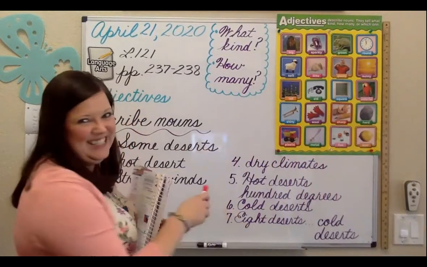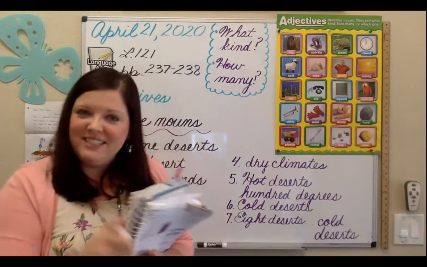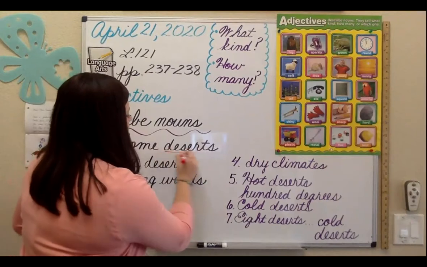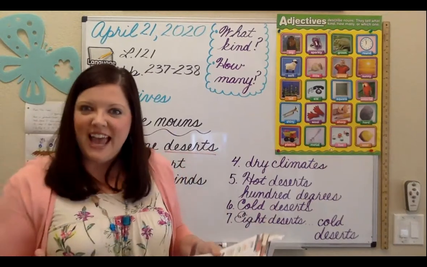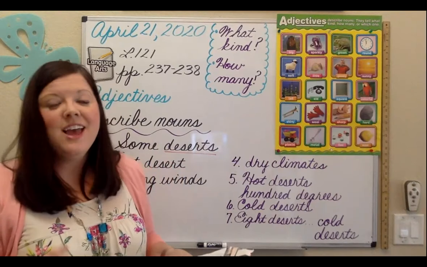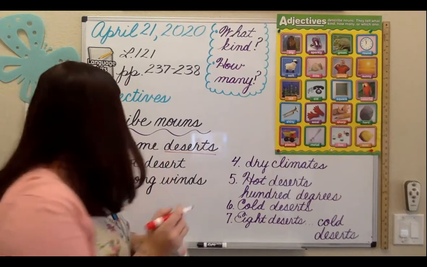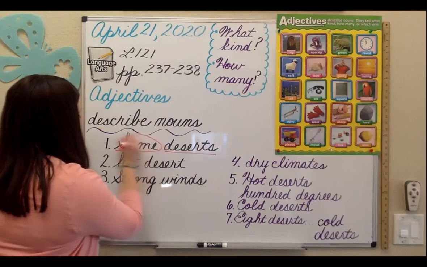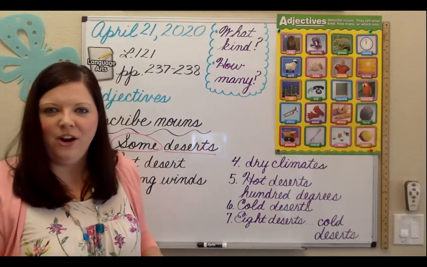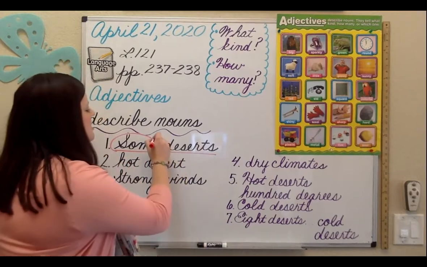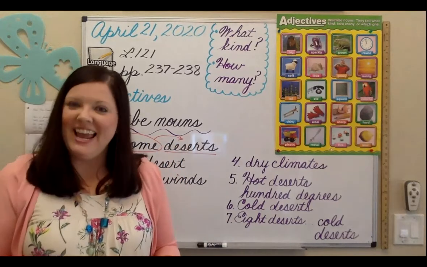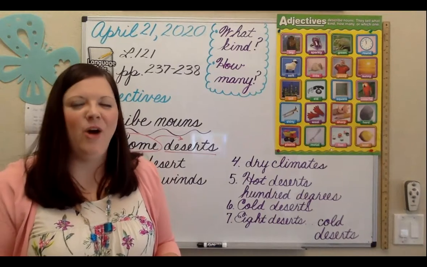Some and deserts. Did you find the noun? It's underlined for us. Deserts. Now let's ask the 2 questions. What kind of deserts or how many deserts? Some answers the question, how many? Let's circle some and let's go ahead and draw that arrow from some to deserts. Some is answering the question, how many? Let's circle that, how many?